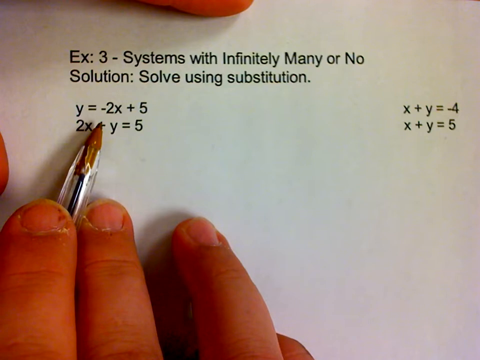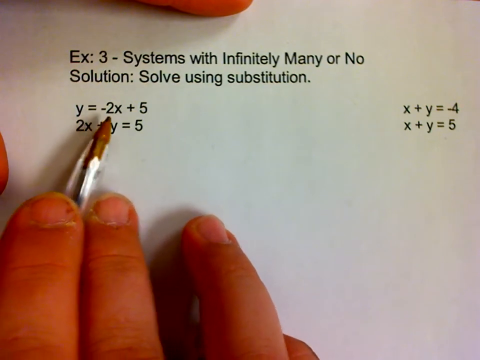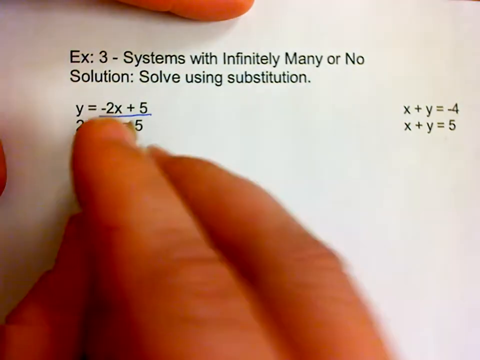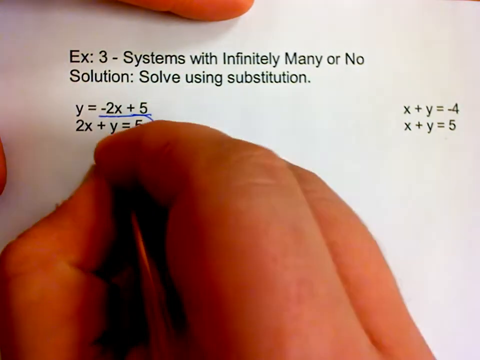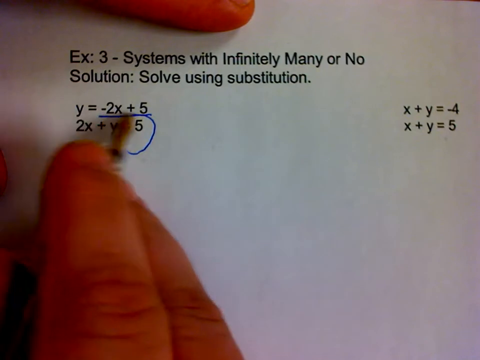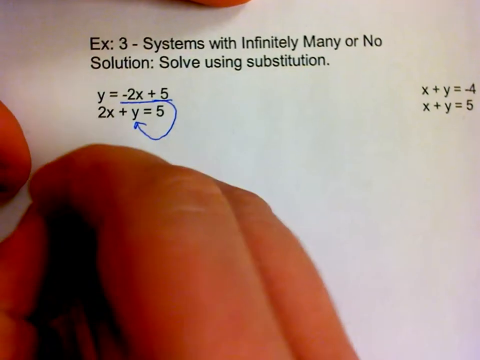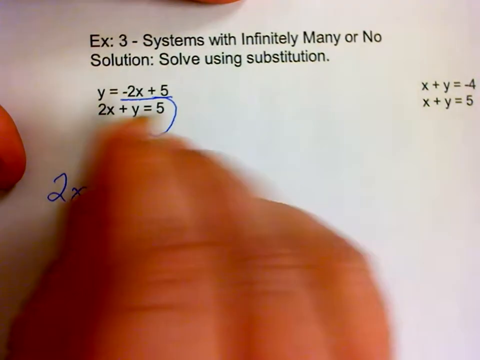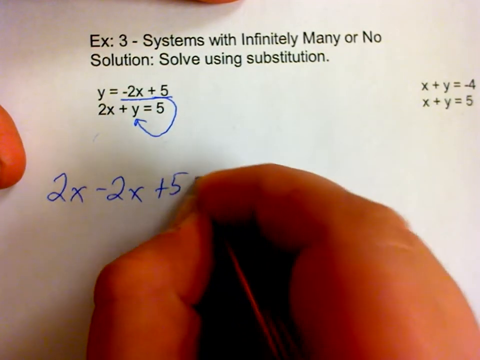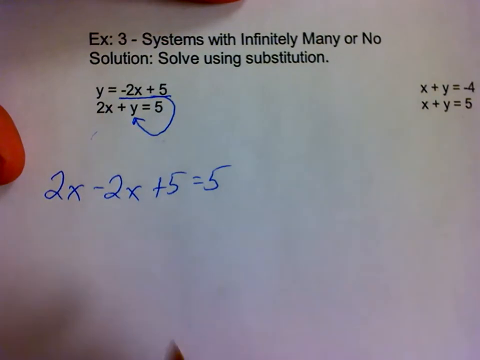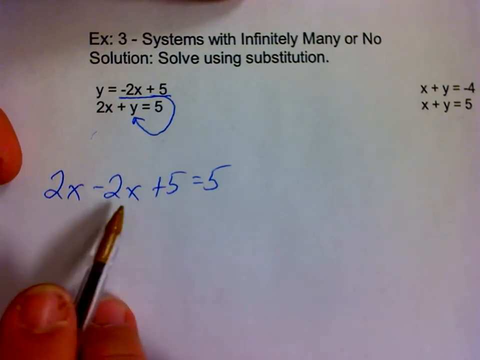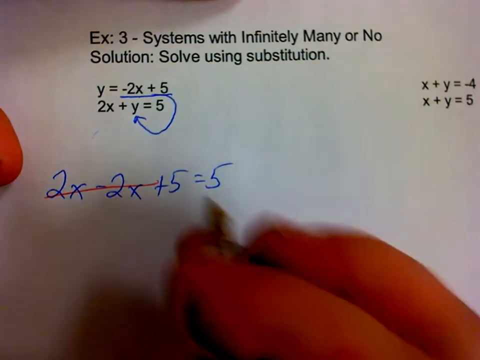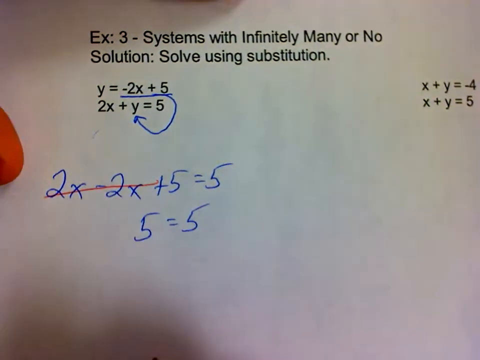Just like in the first problem here, where one of the equations is already solved for a variable, we're just going to take what that variable equals and plug it in for y. So we're going to plug negative 2x plus 5 in for y here. That's going to give us 2x plus a negative 2x, which would be minus 2x, plus a positive 5, which would be plus 5, is equal to 5. Now, we'll take a look at something here. We notice here we have 2x minus 2x. These will actually cancel out, leaving us with 5 is equal to 5.